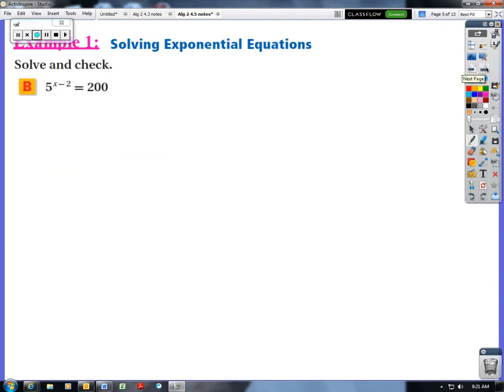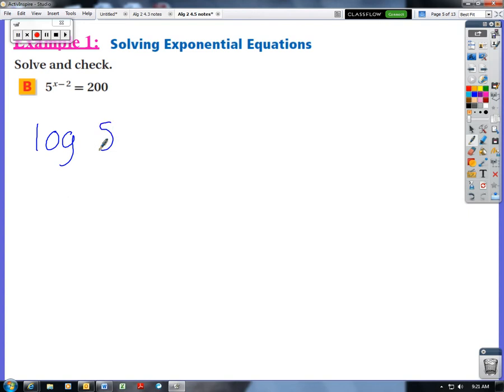Okay, so we've got base 5 on the left. Can we rewrite 200 as 5 to a power? Well, you can guess and check and try, but there is nothing that you can raise 5 to a power and get 200. So we are not going to be able to use the previous technique. We have to use a new one. Because this is an exponential, we undo exponentials with their inverses, which are logarithms. So what I'm going to do is take the log here first.